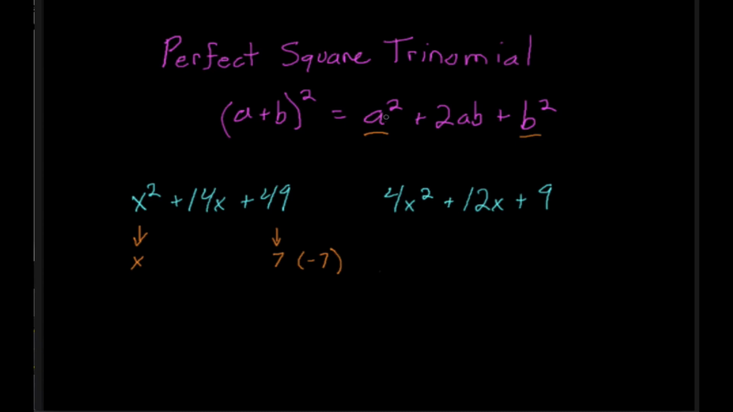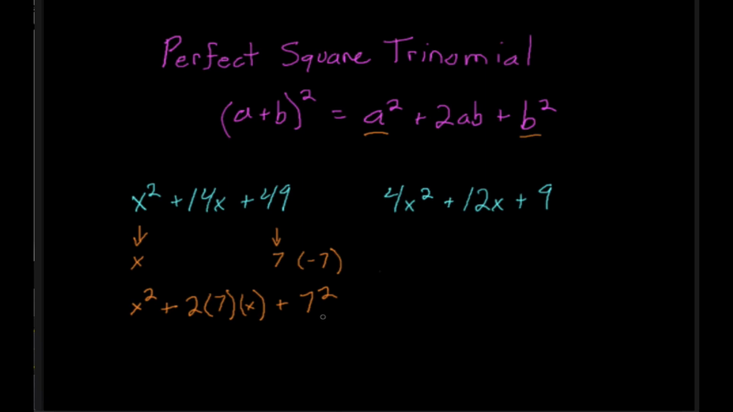So since x is our a, we're going to write x squared. Then comes 2 times a times b. So it's going to be 2 times a, which is x, and b, which is 7. And I'm going to write b first. And the a is x. And then, of course, the last term is just b squared, or in this case, 7 squared, which is 49.